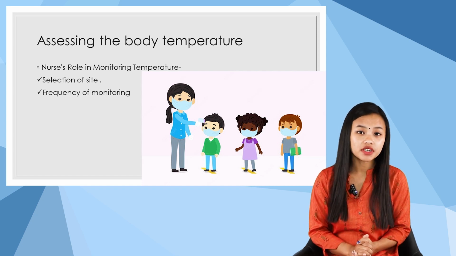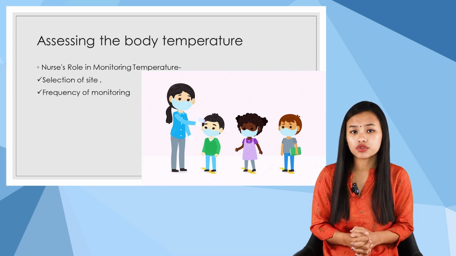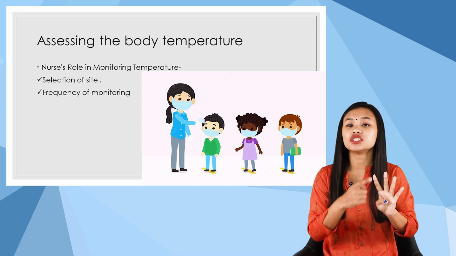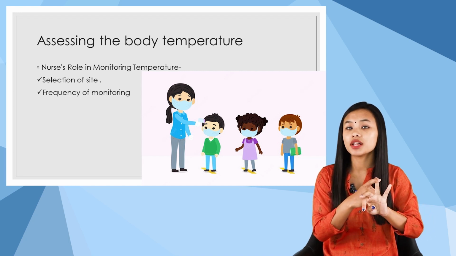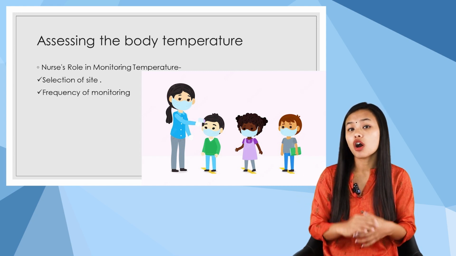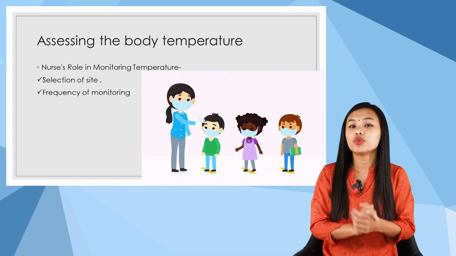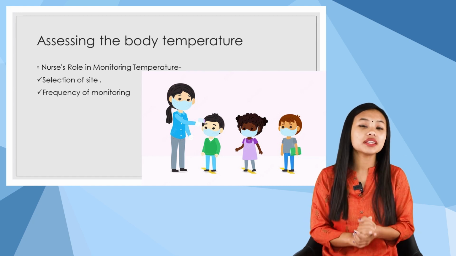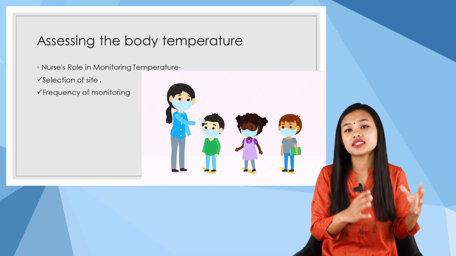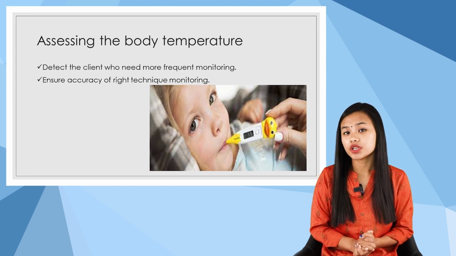Here, the first role of a nurse is the selection of the site. In our previous session, I told you that there are 4 sites through which we can assess the temperature of an individual: the oral, the axillary, the tympanic, and the rectal. Before you assess the temperature, you should make sure that you select which site you will be assessing from. The second is the frequency of monitoring, which means how often you will be assessing the body temperature. The next is to detect the client who needs more frequent monitoring.